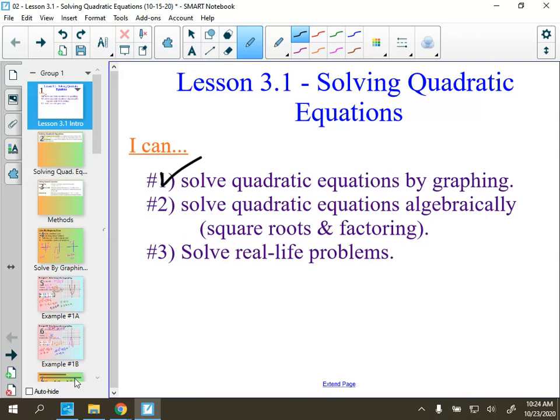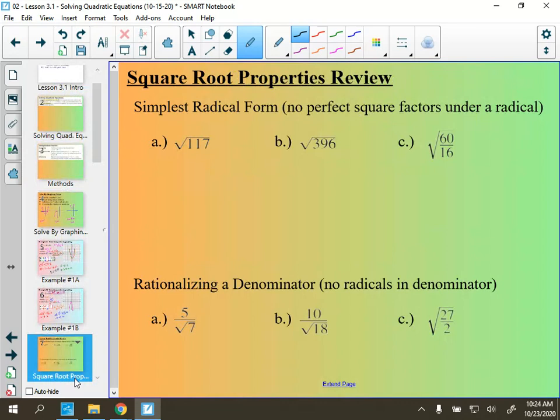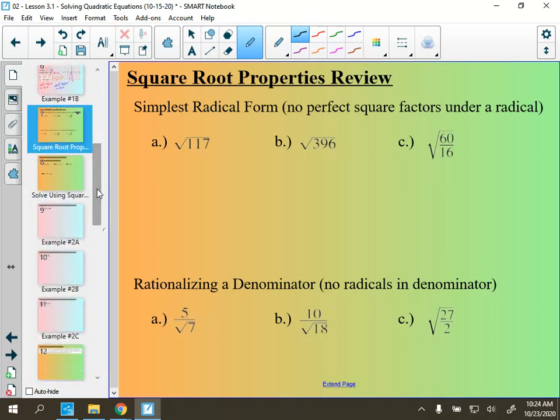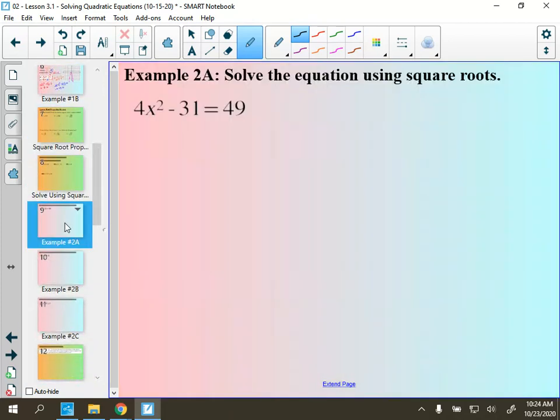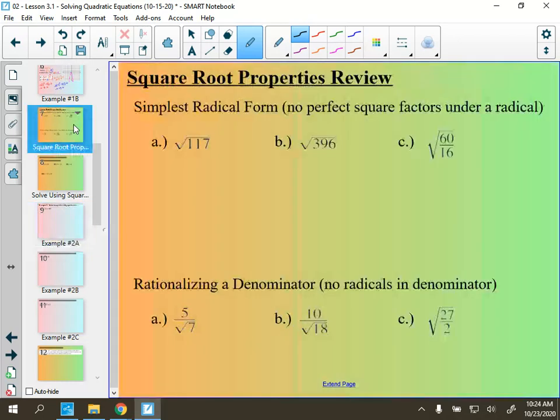So before we actually get to the square roots, we do have to go over some, hopefully this is review for you, but if not, just reviewing what simplest radical form is. Just to preview what this looks like, the directions will say solve the equation using square roots, write your answer in simplest radical form when necessary or when possible. So let's talk about what it means to be in simplest radical form.